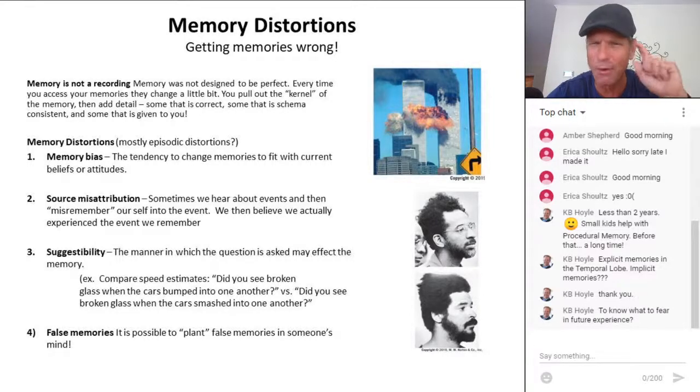But you'll say, man, I remember that. It turns out that memory is not perfect. In fact, it's quite malleable. And what I want you to know is that every time you bring a memory into conscious awareness for consolidation, you change that memory just a little bit.